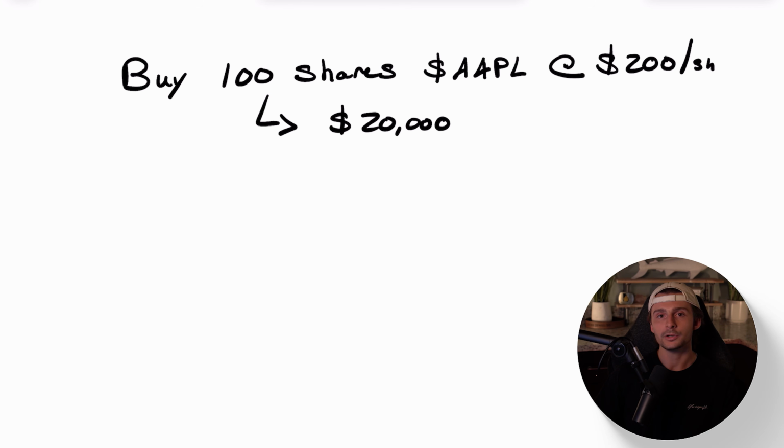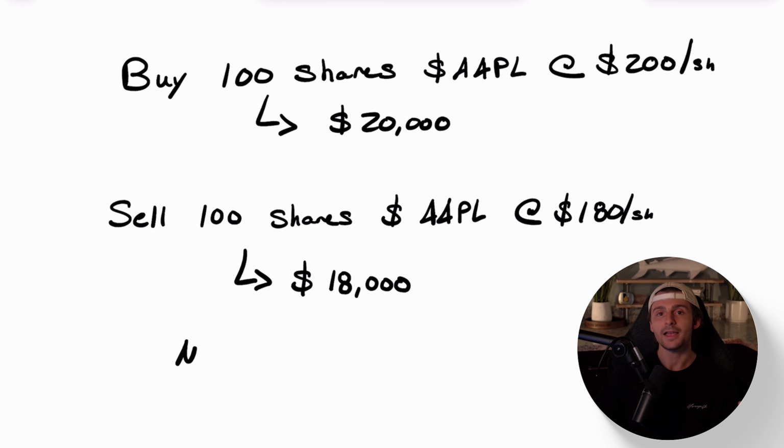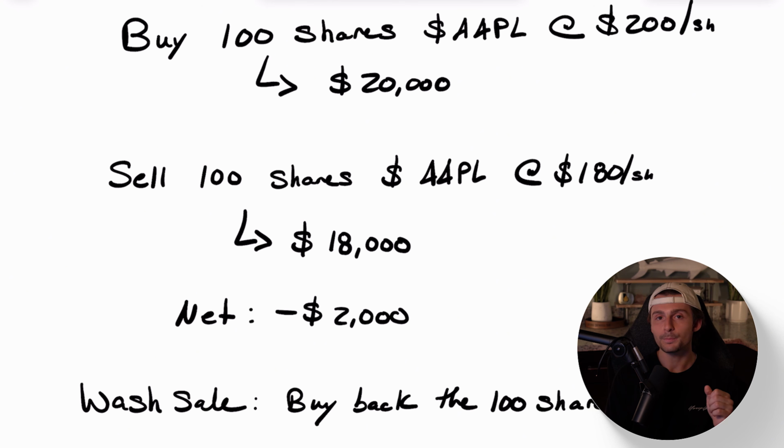So let's say you buy 100 shares of Apple at $200 per share. That's $20,000. You sell at $180 per share, which is a $2,000 loss, but then you buy back those 100 shares less than 30 days later. That's where you trigger a wash sale. That $2,000 loss is now disallowed and added to your cost basis.